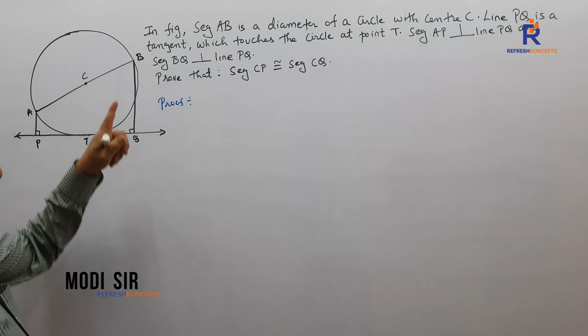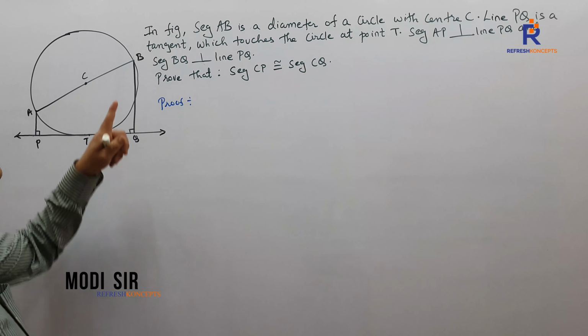So I'll just write down the construction part. What is the construction part? The construction part says: join CP, CQ and CT. Right? We start our sum now.